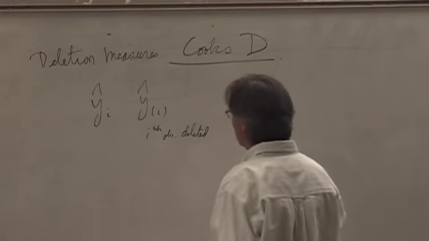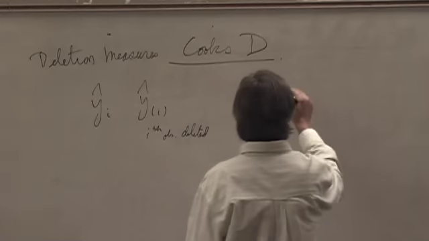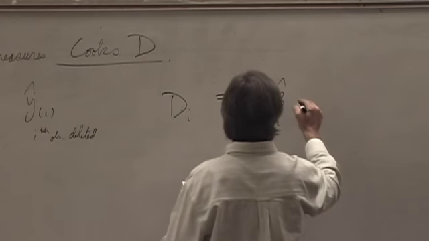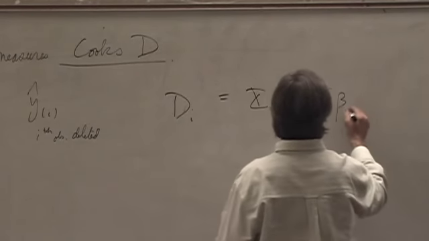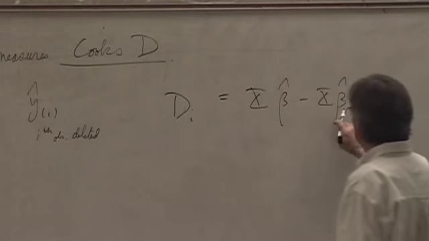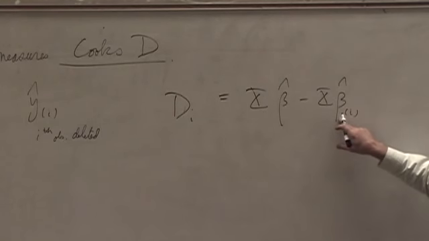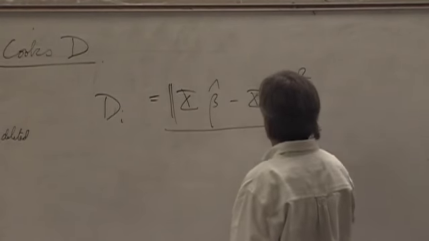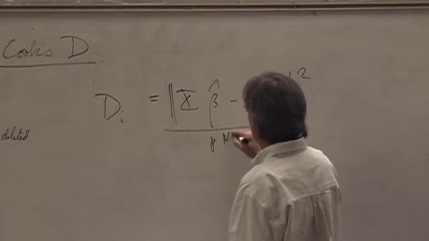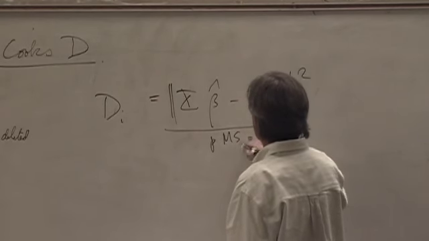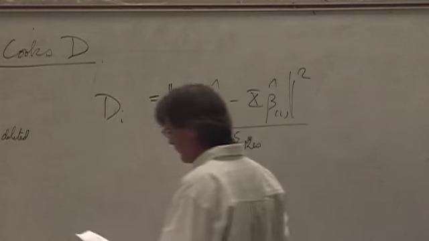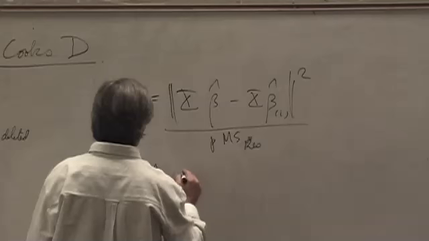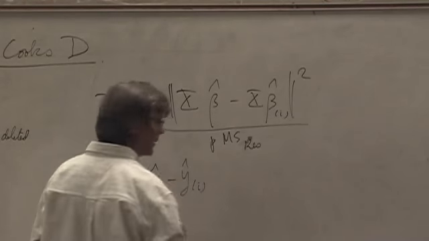I'm going to calculate something called D_i, which is simply x times beta hat minus x times beta hat deleted i. So I can also come up with the betas when I delete the ith observation, right? Take the norm squared, the square of the length of that vector, and divide by p MS res. What is this thing? This is actually nothing other than y hat minus y hat deleted i.